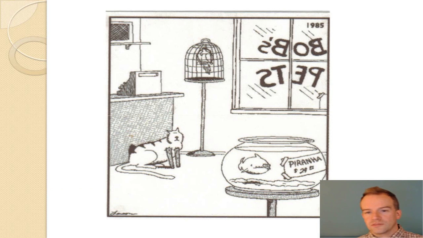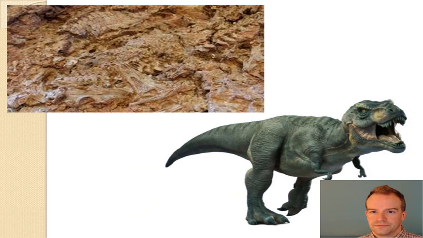Right, so you might have said an observation, well, the cat has some peg legs. You might conclude or infer that the cat tried to grab a hold of the piranha in the fish tank. That's a possibility. And scientists use these observations and make inferences all the time.